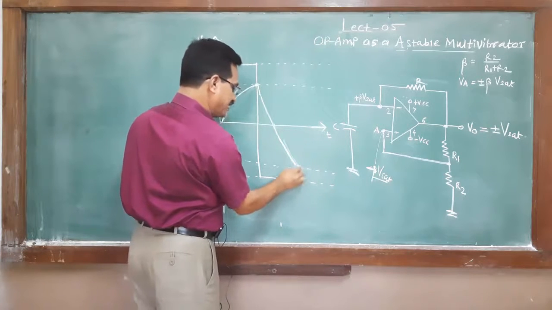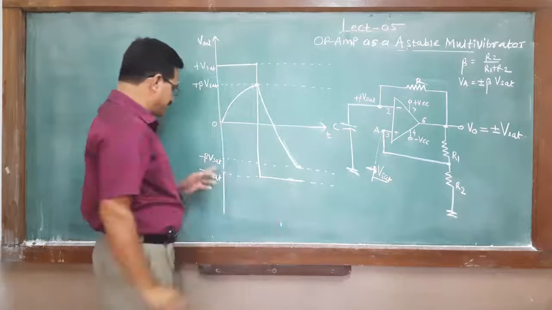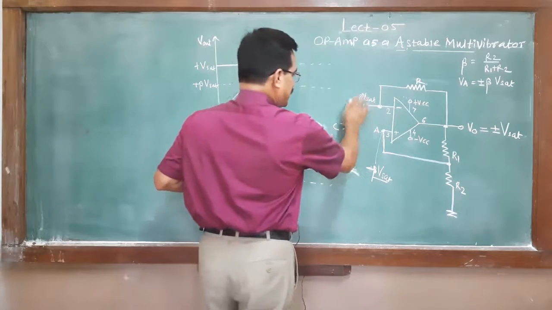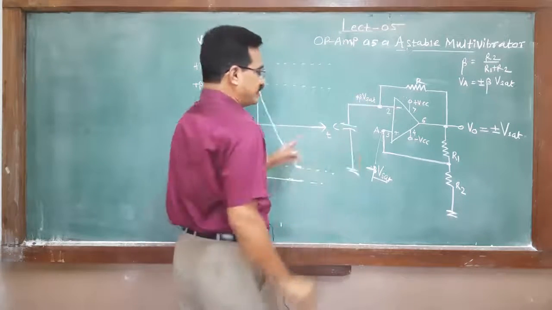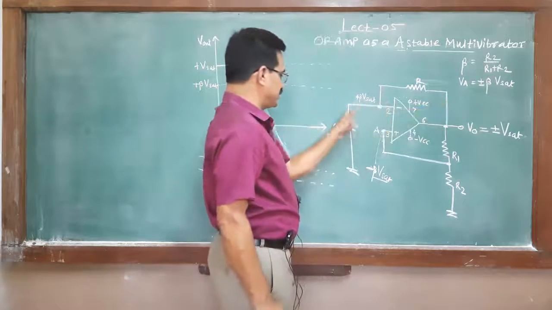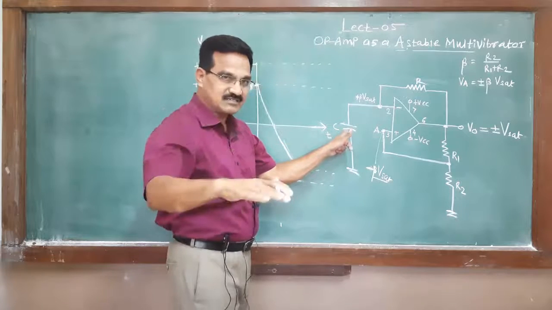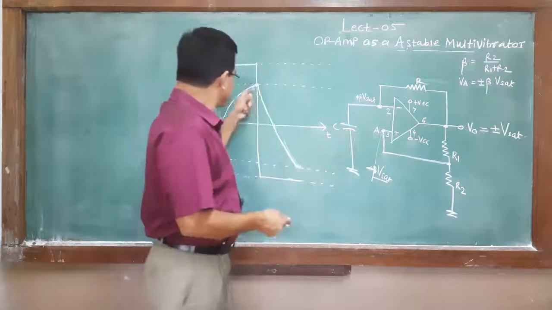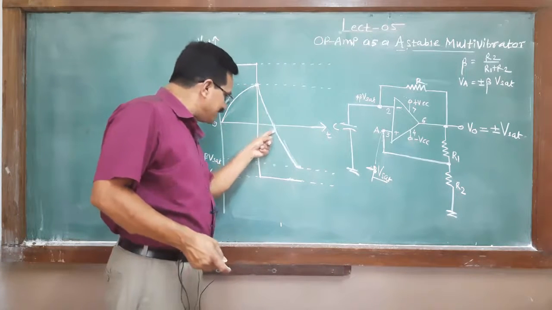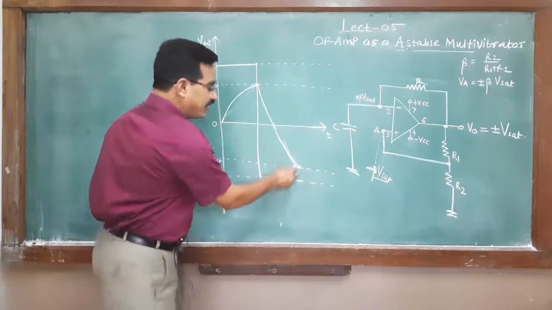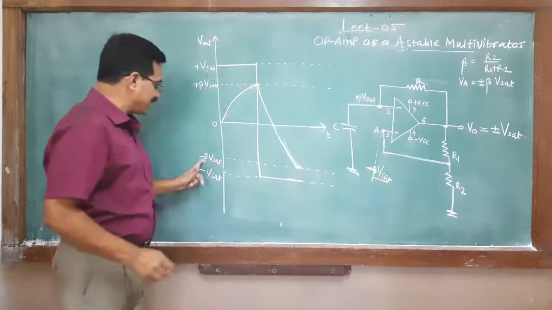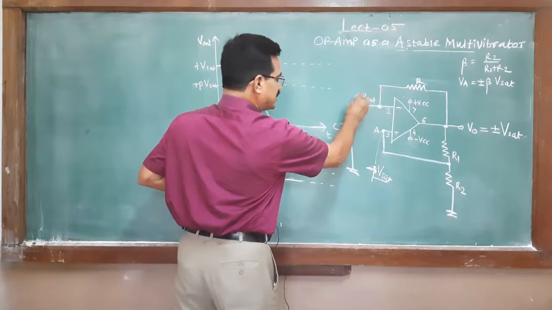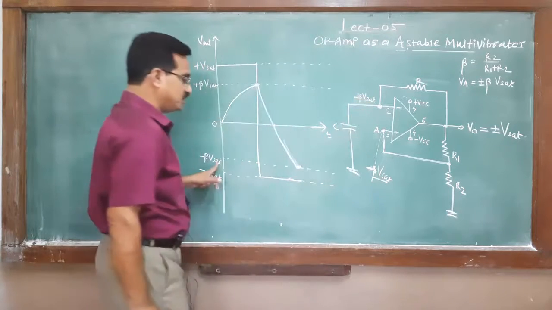Charges negatively. And when the voltage across the capacitor is again minus beta into V saturation. Remember this, due to this negative voltage, it is discharged and charges negatively. Discharge means its voltage is 0 and then it charges negatively. And when the voltage across the capacitor is equal to minus beta V saturation, the voltage across it is again minus beta into V saturation.